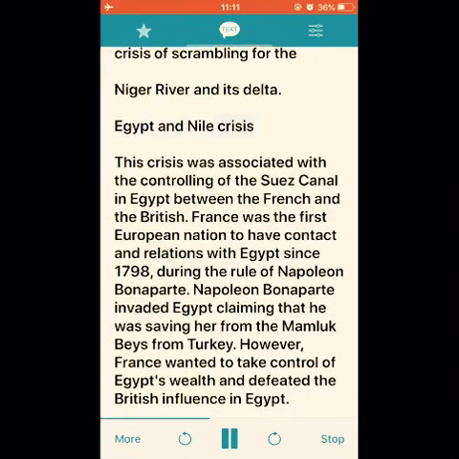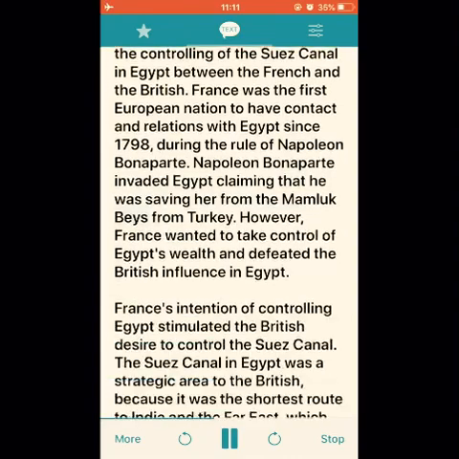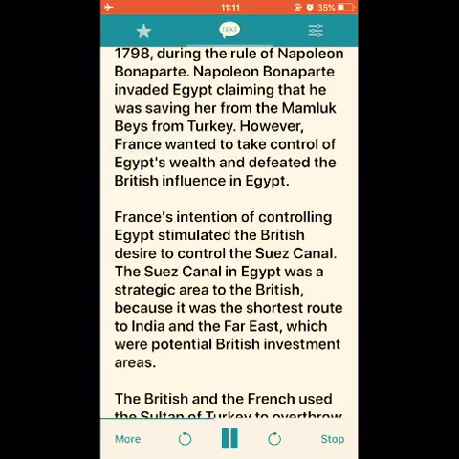Egypt and Nile crisis. This crisis was associated with the controlling of the Suez Canal in Egypt between the French and the British. France was the first European nation to have contact and relations with Egypt since 1798. During the rule of Napoleon Bonaparte, Napoleon Bonaparte invaded Egypt claiming that he was saving her from the Mamluk Beys from Turkey. However, France wanted to take control of Egypt's wealth and defeated the British influence in Egypt.